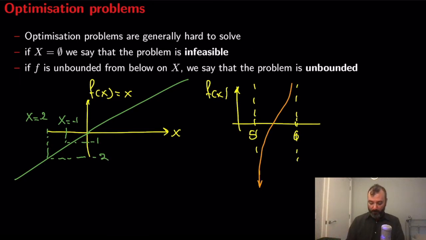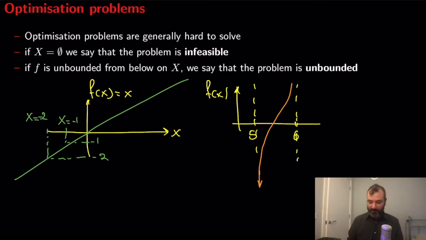If you go minus 3, minus 4, minus 5, if you move more and more to the left of your x-axis, if you go towards minus infinity, you will be getting lower and lower costs. This function is unbounded because you can always decrease the cost significantly.